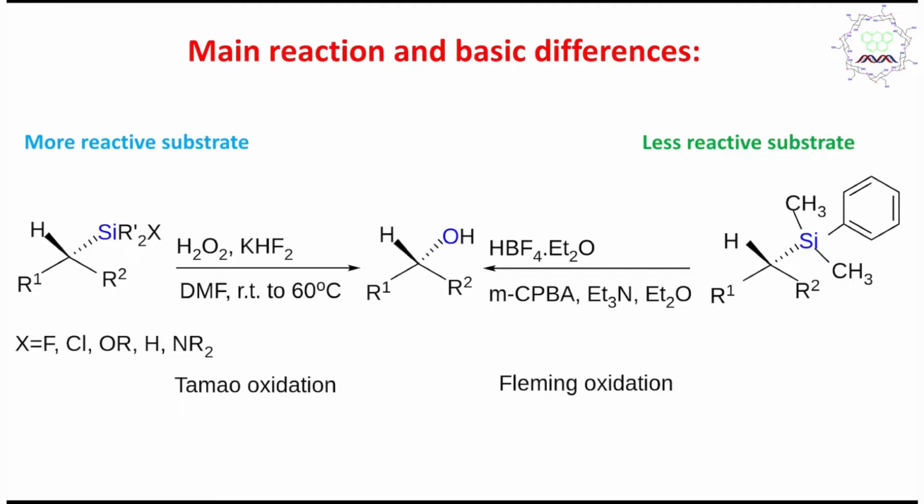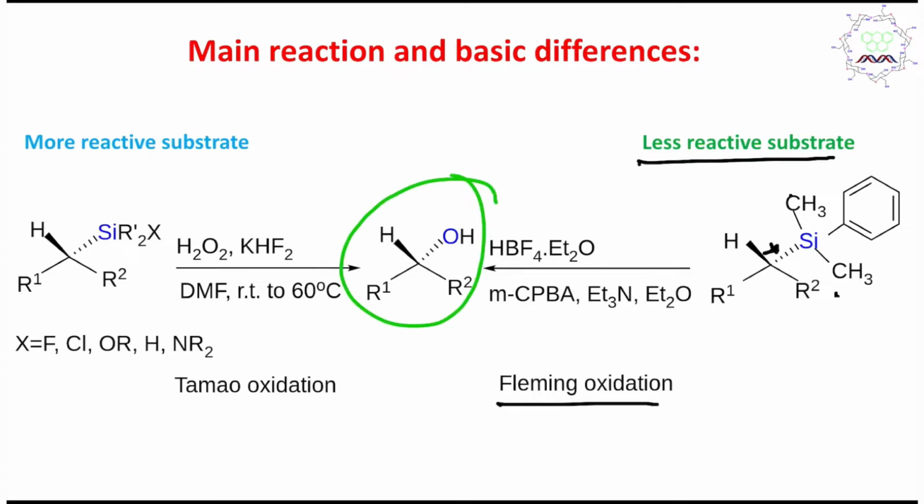So what is the main reaction and the basic difference? Actually this reaction belongs to two different reactions. One is Fleming oxidation, which is associated with a less reactive substance like phenyl dimethyl silane, and this part is asymmetric. Please remember it is oxidized and ultimately produces this asymmetric alcohol. By the way, the same alcohol could be produced using Tamao oxidation, and in this case there is an X. This phenyl group is replaced by this X, and this X is a heteroatom or hydrogen.